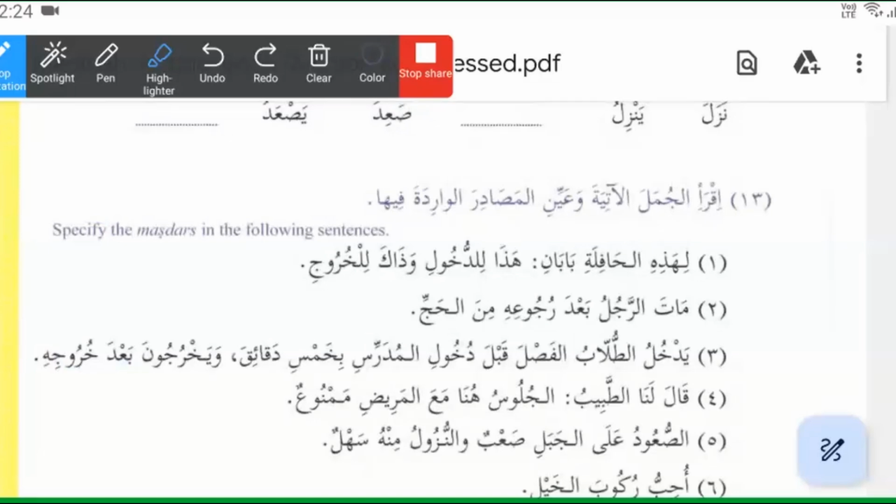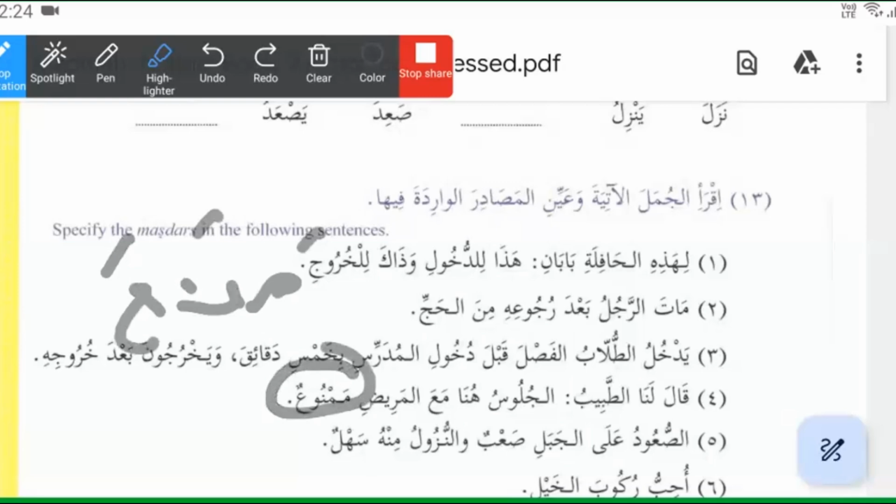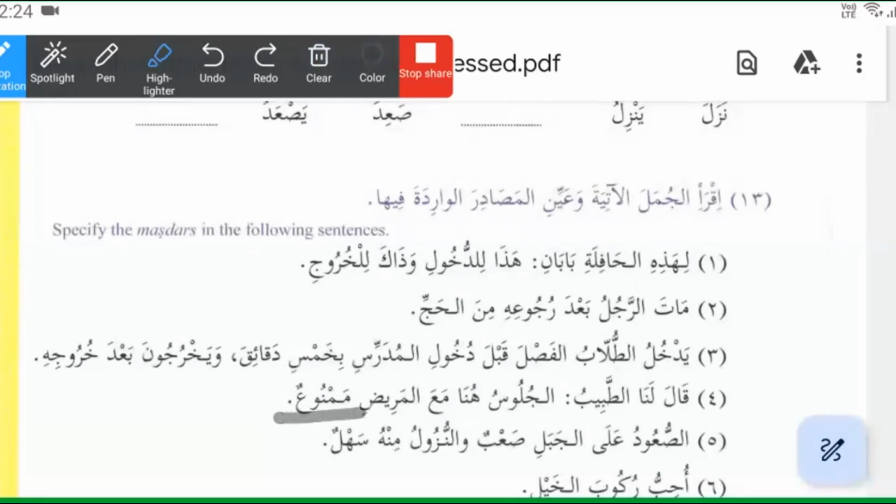Then we have قال لنا الطبيب الجلوس هنا مع المريض ممنون. Most of the times in the hospital it's mentioned that you cannot sit with the patient. So in Arabic we say الجلوس مع المريض ممنون. Mana'a means to prohibit, so the masdar will be on the wazan fu'ulun. Julusun mamnu'un. Mamnu'un is a masdar, but it is not on the wazan fu'ul. It's on some other masdar, but here the julus is on the fu'ul masdar.